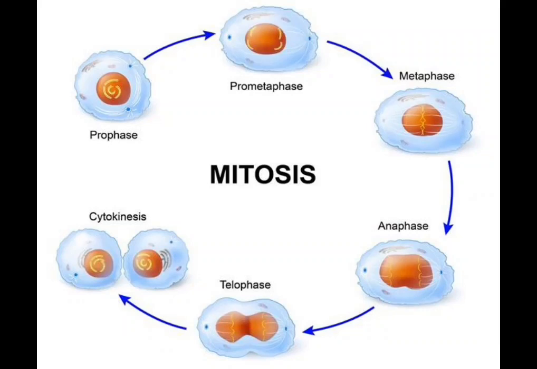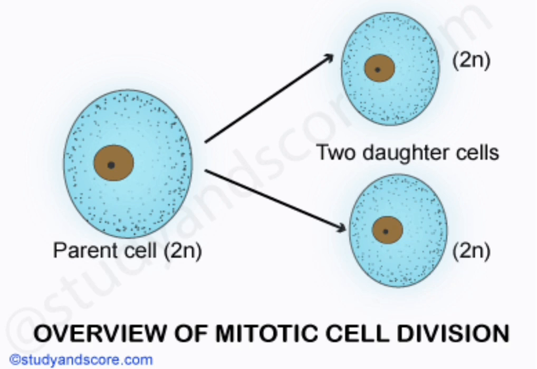So let's talk about mitosis and the different changes that occur to chromosomes during mitosis. Mitosis is a type of cell duplication in which one cell is divided into two daughter cells. Each of these two daughter cells will contain the same amount of genetic material as the parent cell.